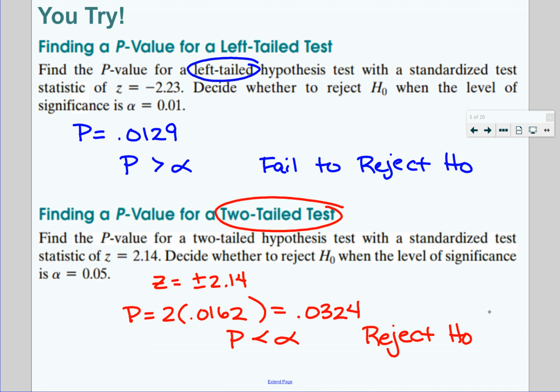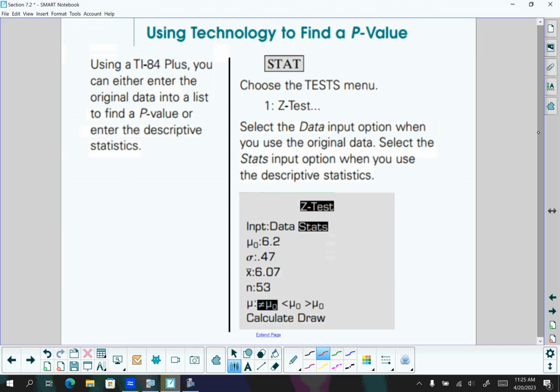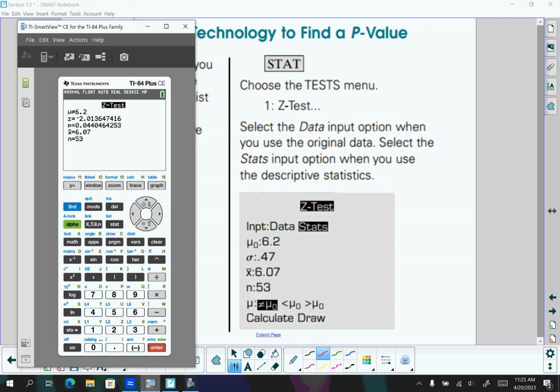So p-values we can find fairly easily with our chart. We do have some limitations with the chart though. Our z-values only go to 2 decimal places. Our p-values only go to 4 decimal places. So sometimes we use technology to find the p-value to make our decision. So we're going to do that on the very last problem. Grab your graphing calculator. I'll just kind of walk you through this. Only if it says use technology are you going to use this method. I think it's most of the time easier to use the chart.